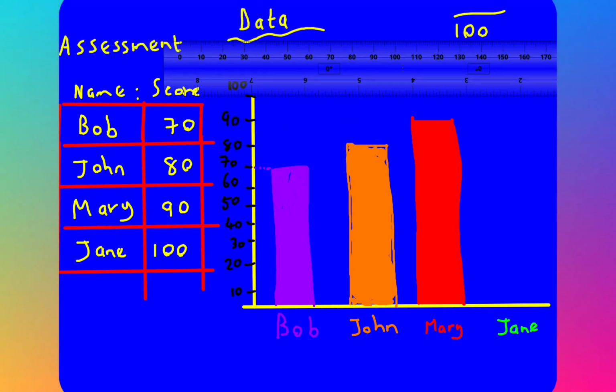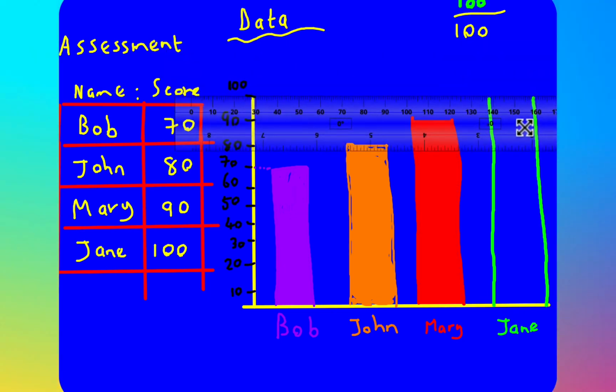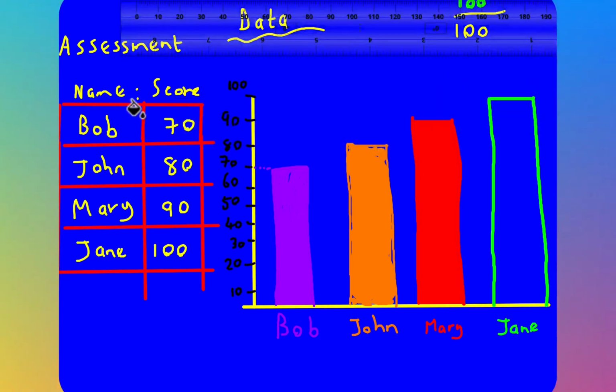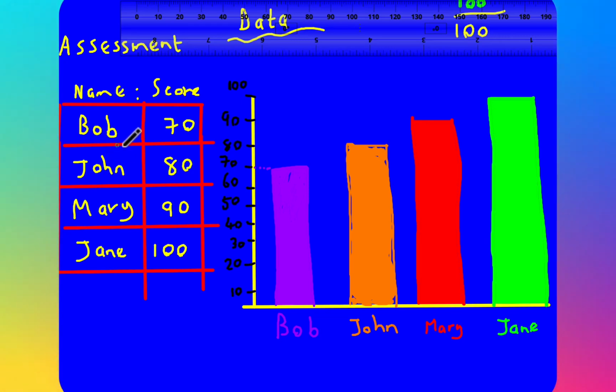Now we come to Jane, and Jane got 100 out of 100. So she got full marks. Let's bring up our line all the way up to the ruler. And we're going to stop there and let's continue another line all the way up to our ruler. I'm going to bring down our ruler, line it up nice and neatly. So I'm going to look at where the 100 mark is. I'm going to line it up nice and neatly, and now I'm going to draw a line. And now I'm going to colour in. As you can see, we've represented our table data as a bar graph.